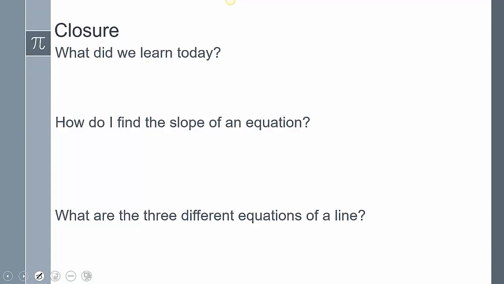To close today's lesson, what did we learn today? We looked at the 3 different equations of a line, and from a slope and a point, how to create those 3 different equations of a line. Now, if there's anything else that we talked about, I want to hear from you. Now, how do I find the slope of an equation? So I want you guys to go ahead and put that in the comments. And what are the 3 different equations of a line?